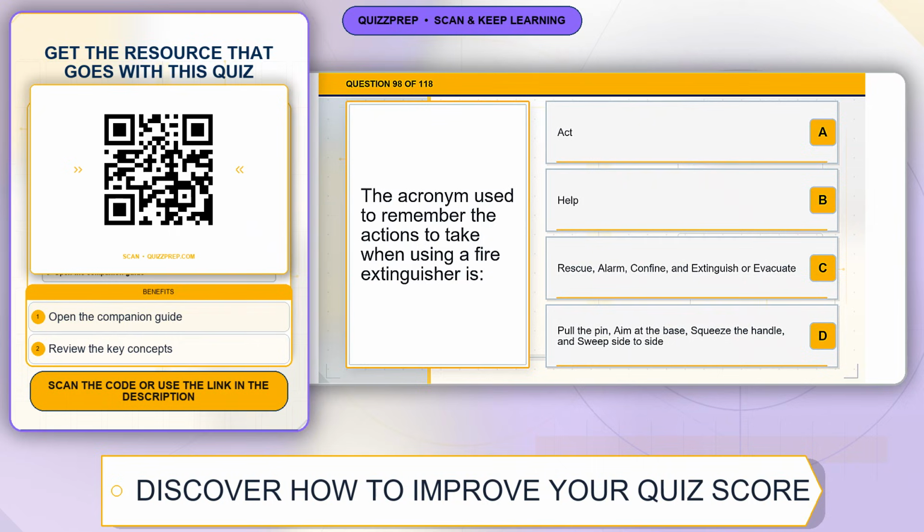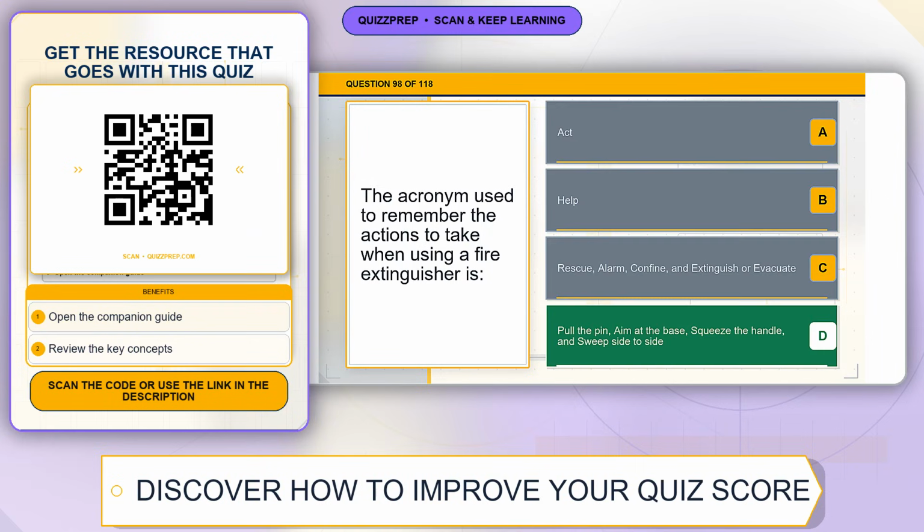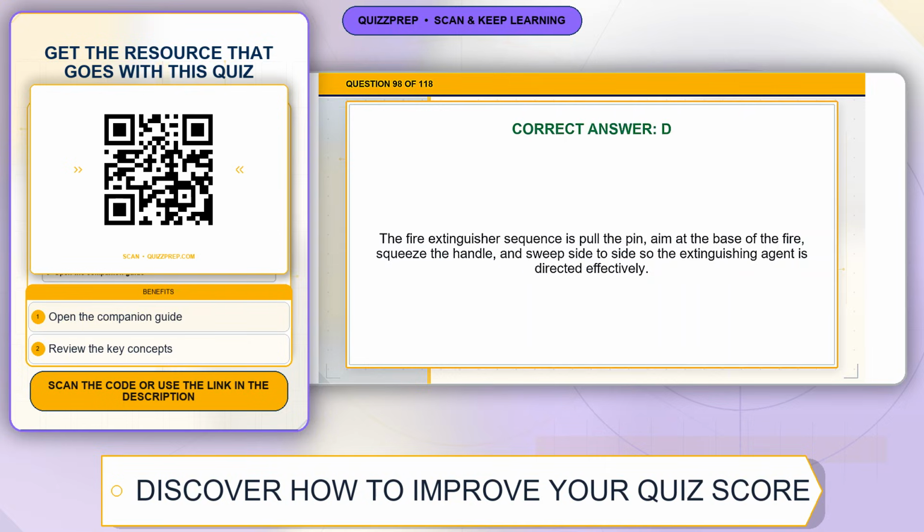Question 98. The acronym used to remember the actions to take when using a fire extinguisher is: Option A, ACT. Option B, HELP. Option C, rescue, alarm, confine, and extinguish or evacuate. Option D, pull the pin, aim at the base, squeeze the handle, and sweep side to side. The correct answer is option D, pull the pin, aim at the base, squeeze the handle, and sweep side to side. Explanation: the fire extinguisher sequence is pull the pin, aim at the base of the fire, squeeze the handle, and sweep side to side so the extinguishing agent is directed effectively.